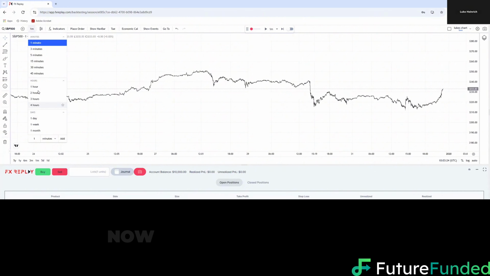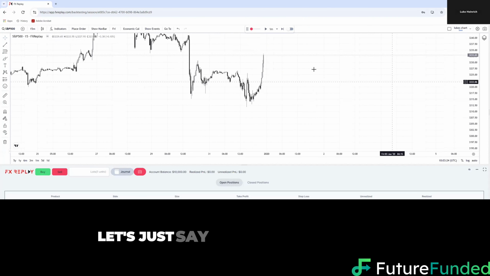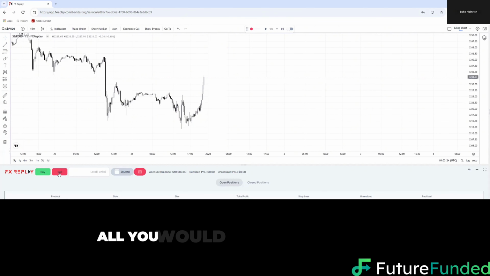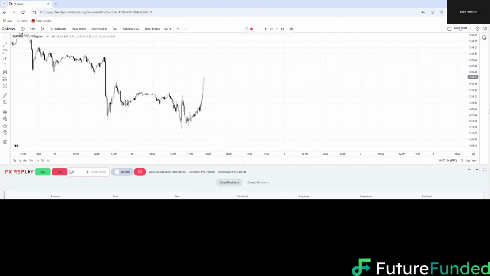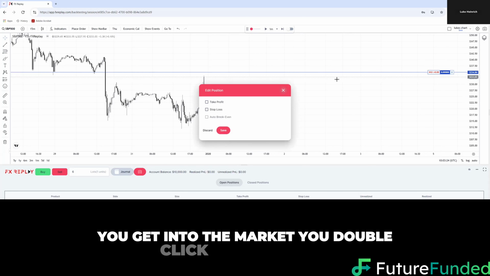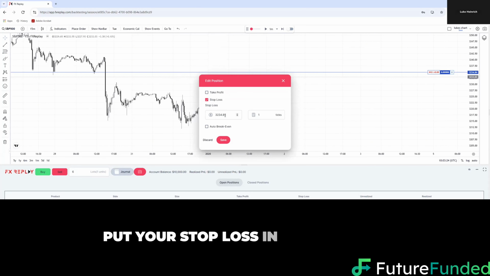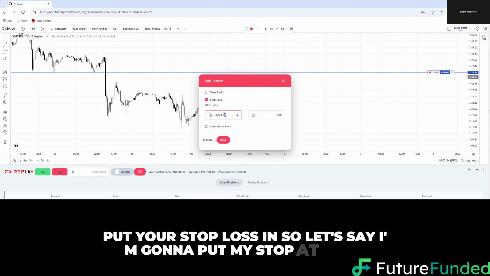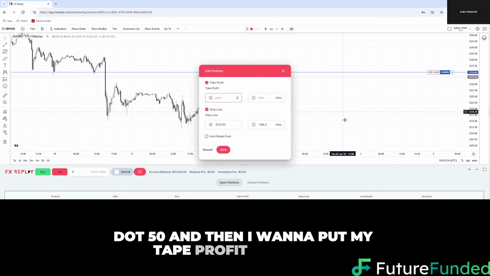Now, when it comes to actually executing a trade, let's just say I'm going to put a sell in here. All you need to do is put in the lot size that you want. So I'm going to put 6 lots. Press the sell button and you'll get into the market. Double click this blue protect position right here and put your stop loss in. So let's say I'm going to put my stop at 3237.50, and then I want to put my take profit at 3212.50.